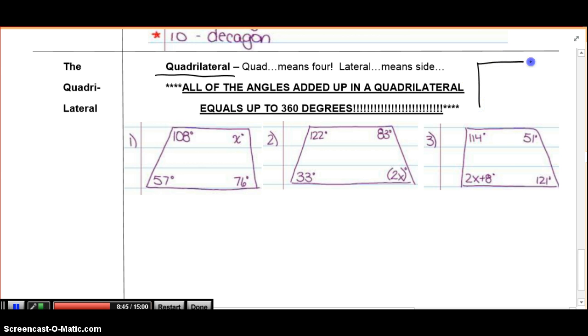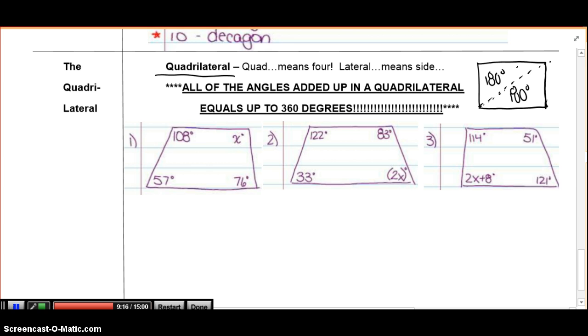Well, if I take a look at just a normal 4-sided figure, and draw a diagonal from one corner to the next, like so, what do you see in each one of these halves of that diagonal line? You're going to see 2 triangles. 180 degrees here, 180 degrees here, and if I add up 180 and 180, it equals 360 degrees.